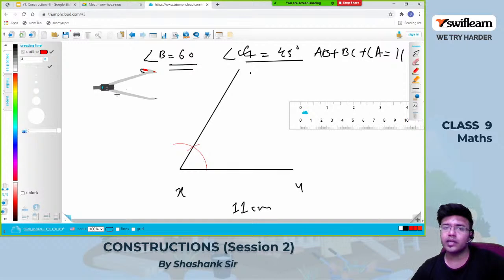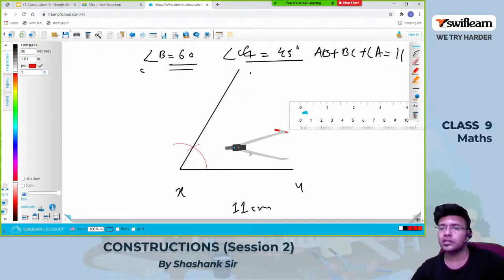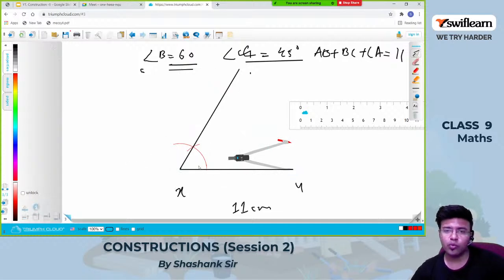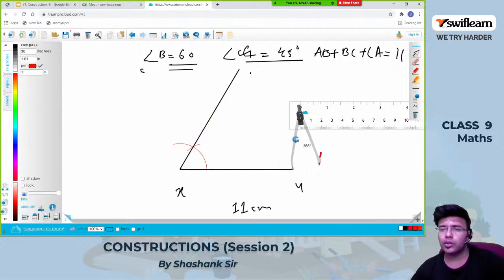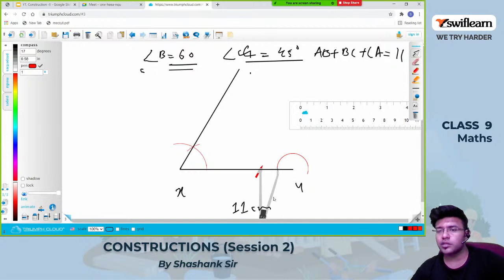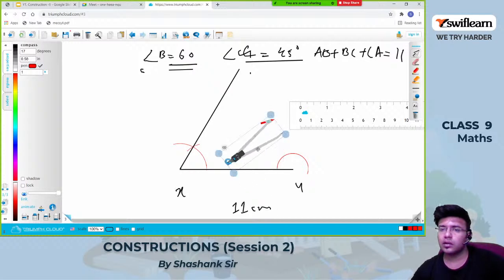Now how do we draw 45 degrees? How did I teach you in the previous class? Place this cursor at the point Y. Let me lock this, otherwise it will move. Now look here. I will draw this arc. Let me draw a smaller arc. Now place this compass at this arc, I have placed it here, and draw some arcs.